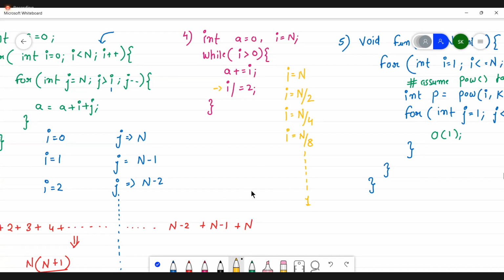Now, what is the series that is getting formed? For your first iteration, you have i equals to n. For your next iteration, you have i equals to n by 2. For your next iteration, it is i equals to n by 4. So you can write it as a series that is n plus n by 2 plus n by 4, and it will continue up to 1. Yes or no?